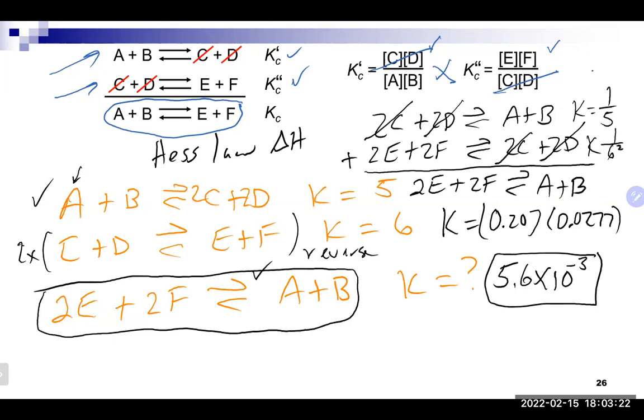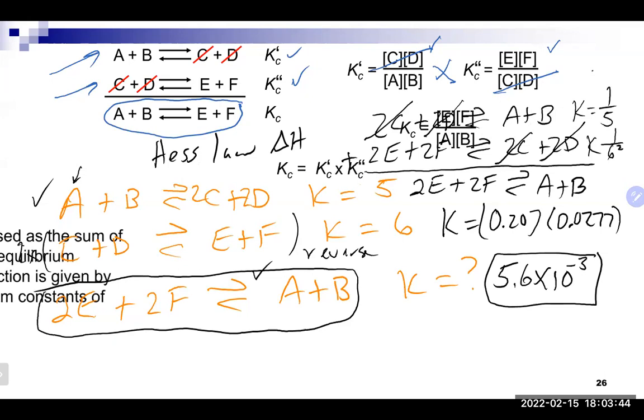Yeah, so the idea is when you reverse a reaction, it basically becomes 1 over K. Because really what we do is we take products divided by reactants normally. So when you reverse a reaction, your products become your reactants and your reactants become your products, so the whole thing flips, basically, is what happens. Other questions? Okay.